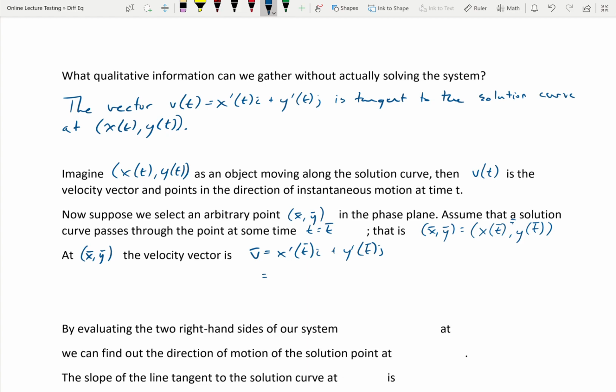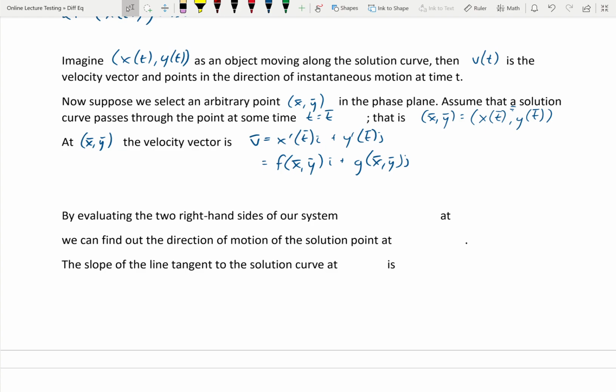And for us, this is just f of x bar, y bar, so i plus g of x bar, y bar times j. So what this really boils down to is evaluating the two right-hand sides of our system. Our system again was x prime equal to f of x, y, and y prime equal to g of x, y, at our particular arbitrary value. We can find out the direction of the motion of the solution point at that point, x bar, y bar.